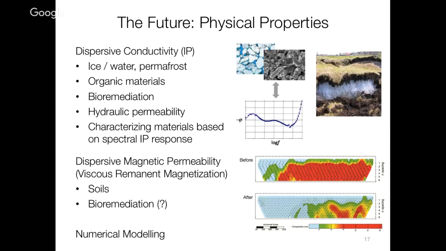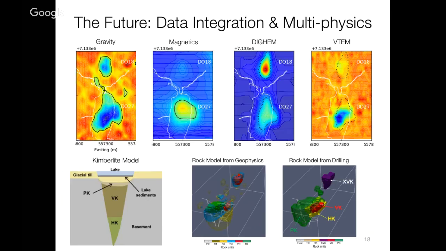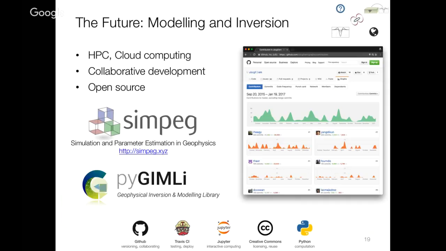So that will happen. And I showed you this data integration, multiphysics, different physical properties, getting rock models, and modeling and inversion. Again, things are just exploding, right? With cloud computing, high performance computers everywhere, collaborative developments and open source. These are things that we're just on the cusp of. We're just now really starting to see the effect of them. This afternoon, we'll talk about SimPEG.